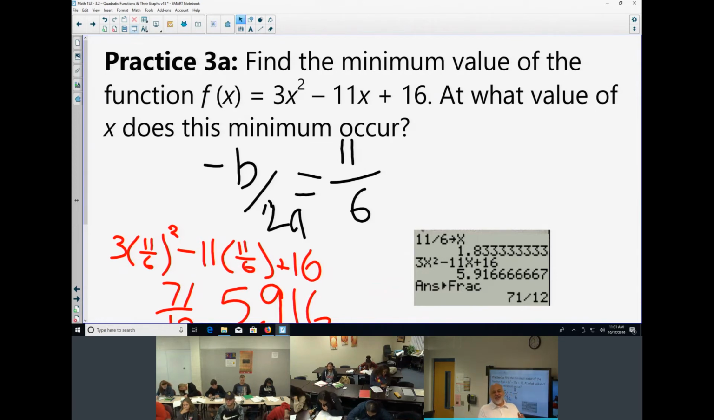But of course, on the test or quiz, you're going to see the answers and see how they're rounded. So it's not a big deal. Okay? So good job. Any questions on that? So the actual minimum of the function is 5.916. Okay? All right, good.